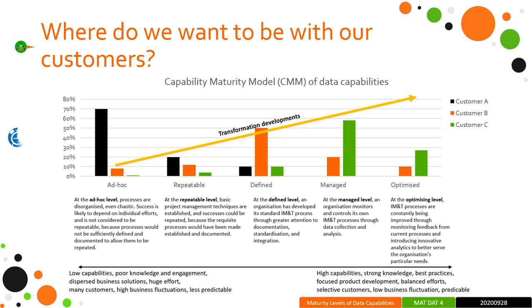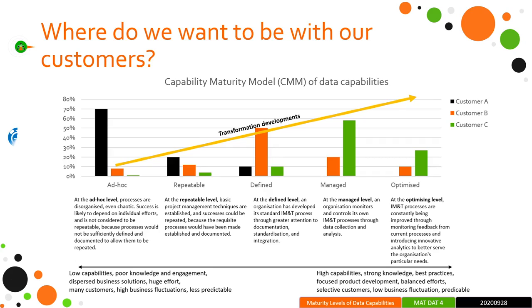Now, at the defined level, an organization has developed its standard IM&T process through greater attention to documentation, standardization, and data integration. For instance, we are spotting that customer B is doing better than A because they have evolved to a higher maturity band, and as a result they are saving time and resources on most of their data projects.